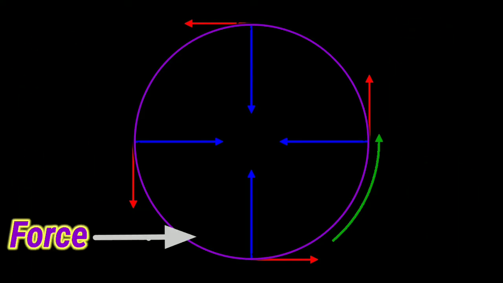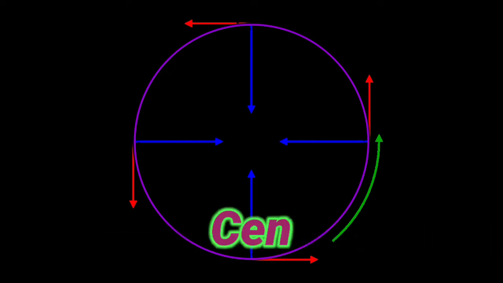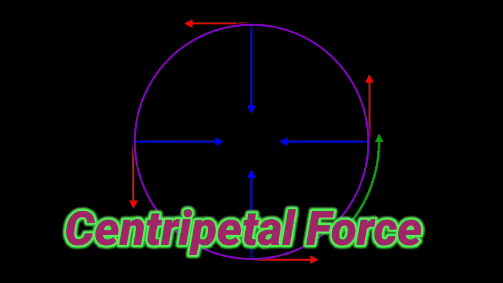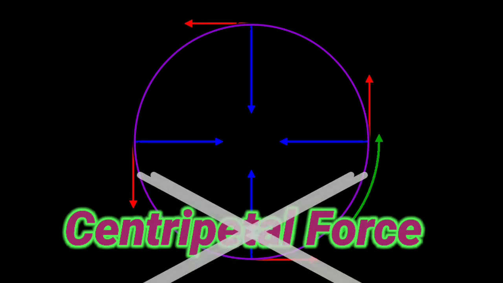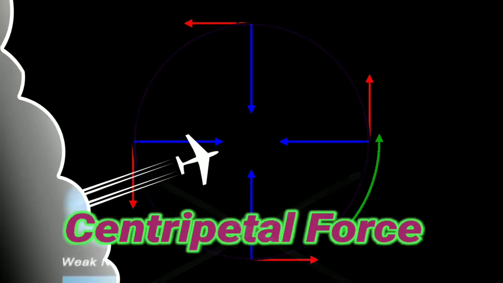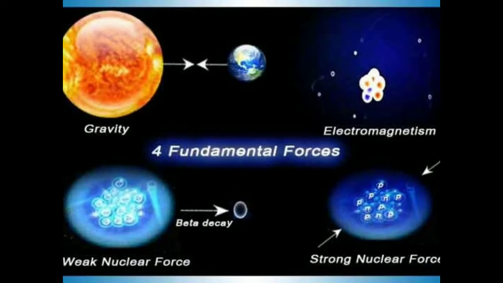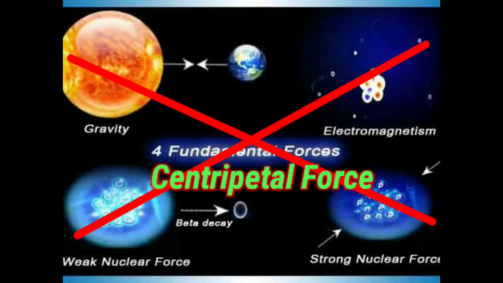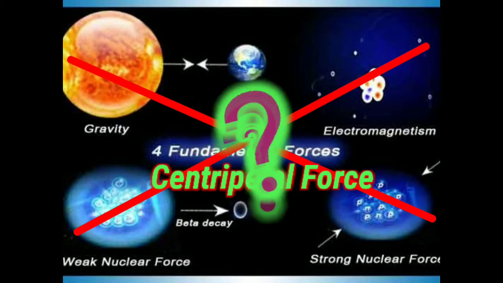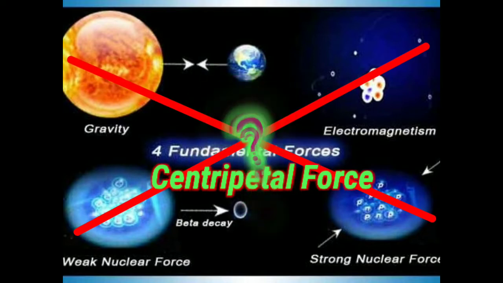So the force that provides the centripetal acceleration is called the centripetal force. But here's where things get a little interesting. What if I say that the centripetal force does not exist? Sounds strange, doesn't it? We know that in physics there are a total of 4 forces of nature, which are gravitational force, strong nuclear force, weak nuclear force, and electromagnetic force. The centripetal force does not belong to any of these 4 forces. So what exactly is the centripetal force? Well, let's take a deeper dive into this.